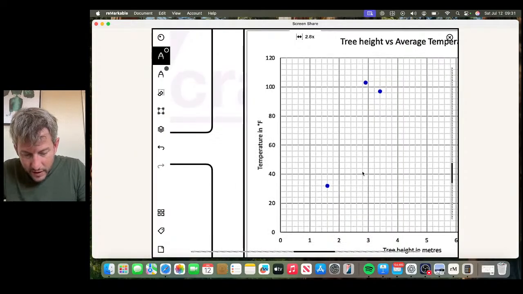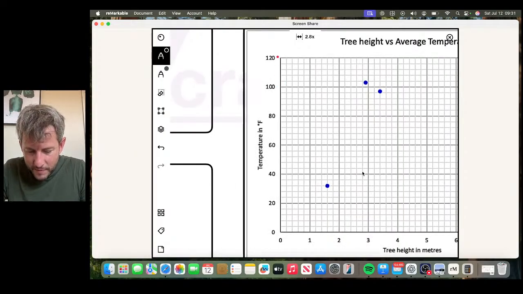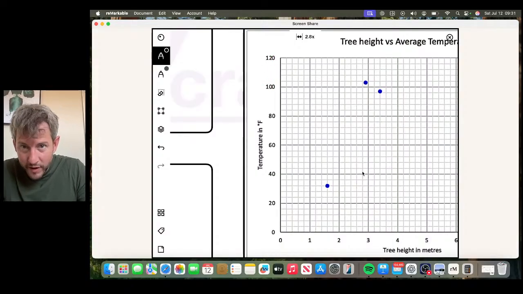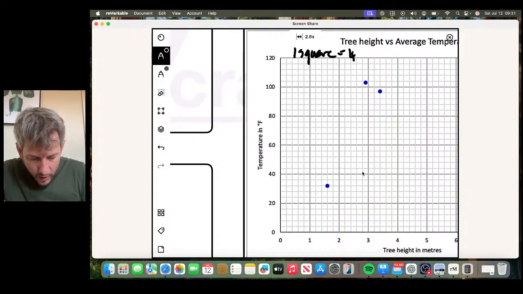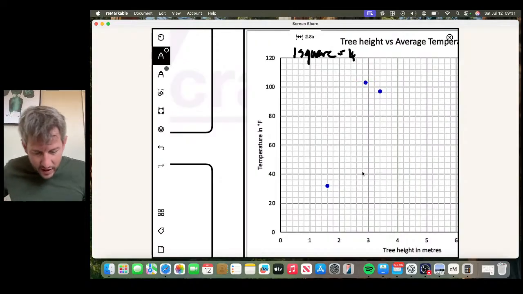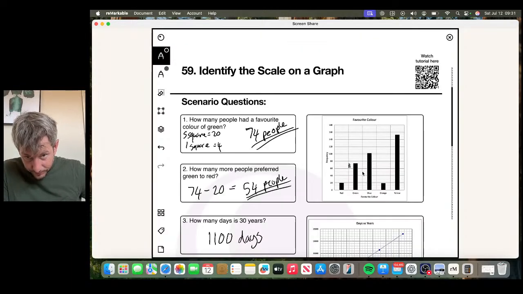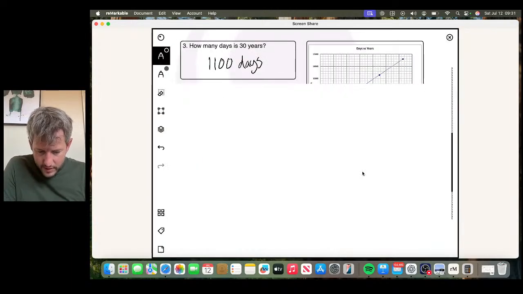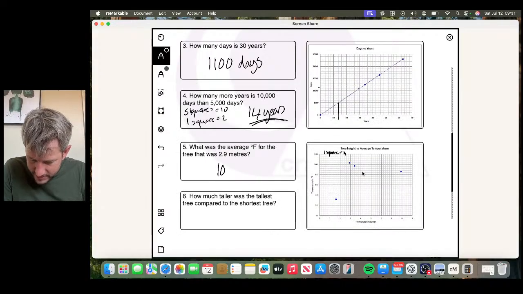So if this is 5 squares, 5 squares makes 20, so 1 square equals 4. Okay, I think this is almost a whole square, but not quite. So I reckon this is a 3. So I reckon it's 103 degrees. Okay. So there we go, 103 degrees.